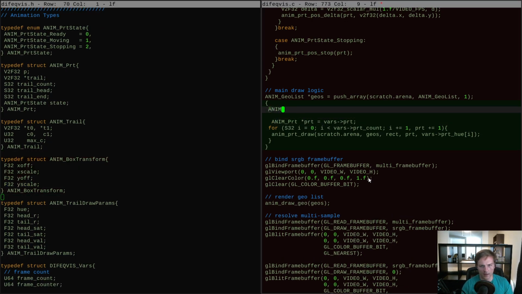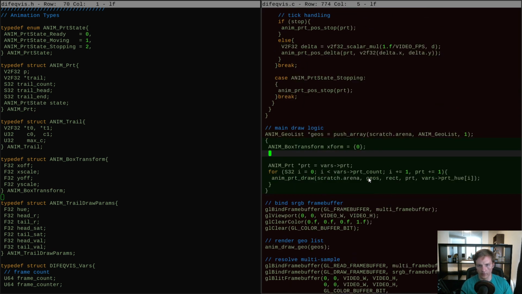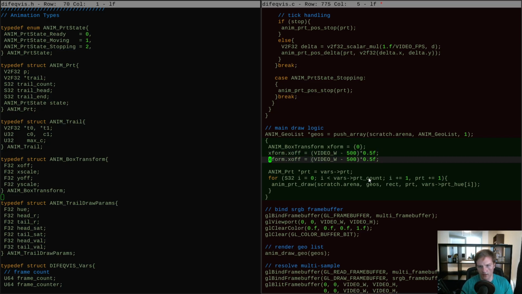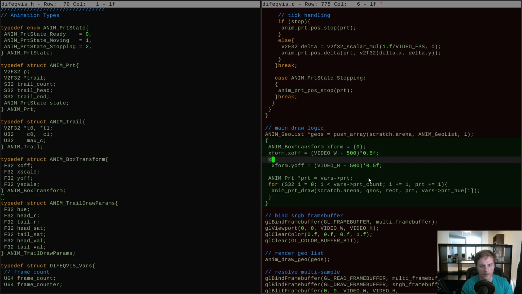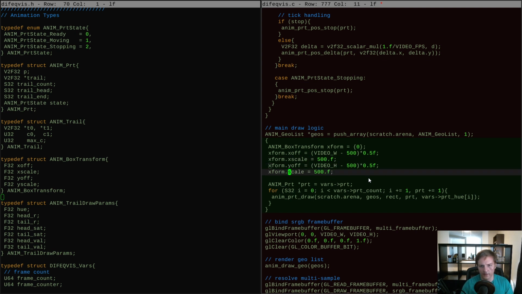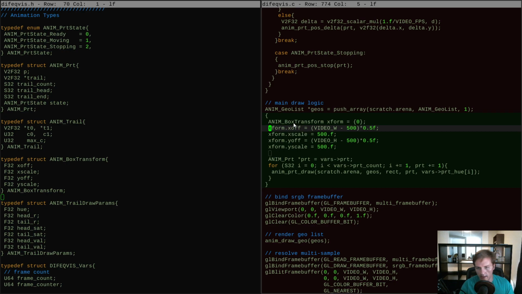Okay, let's do it like this. Anim box transform. So what we have right now is pretty easy. The X off is going to be video width minus 500 times 0.5. The Y off is video height minus 500 times 0.5. The X scale is 500. The Y scale is 500. So that's only easy because I chose the unit box.